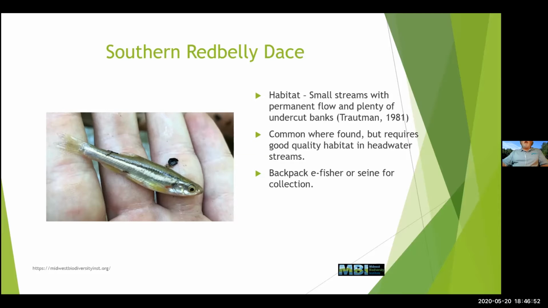Again, they're easy to collect because they're in small streams and where they are, and if they don't have undercut banks, they just school together. A backpack electrofisher or a seine will work.